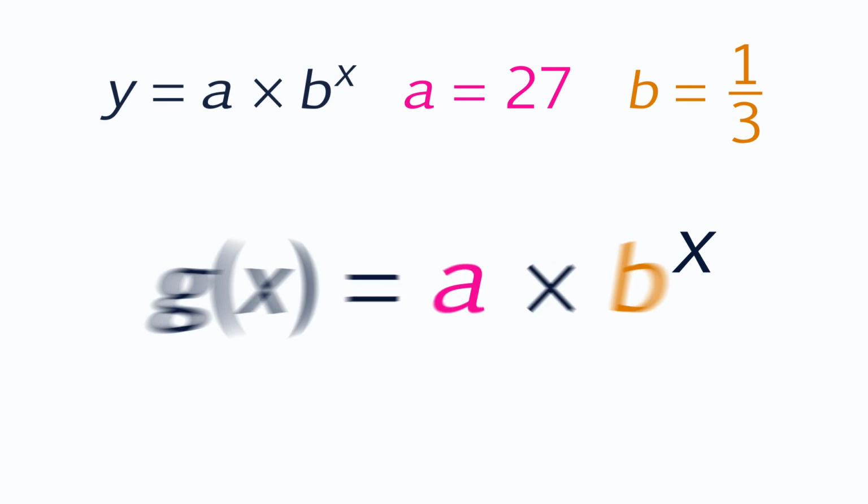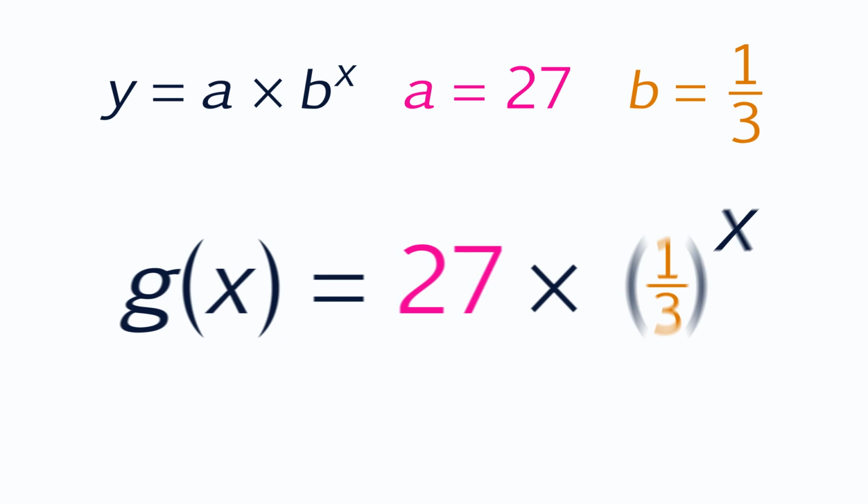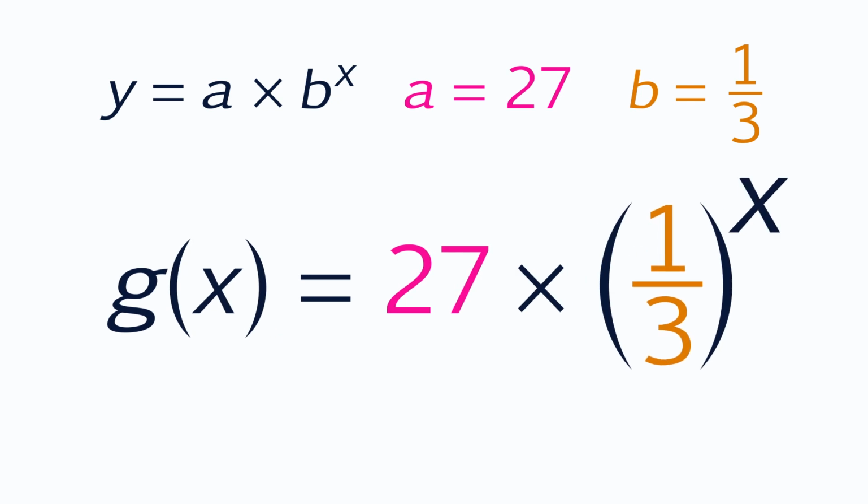This is also a way to find the total expression for g of x because you also found a. In this case, g of x equals 27 times 1/3 to the power of x.